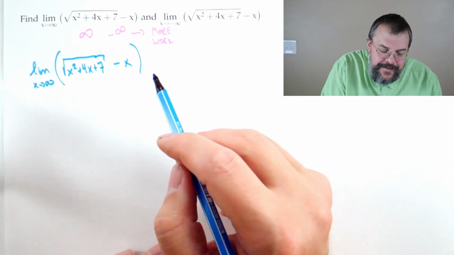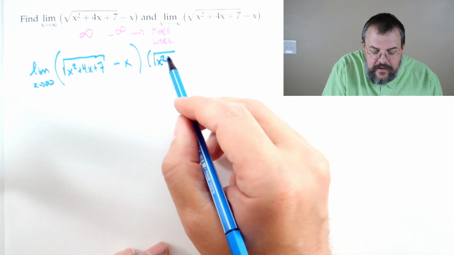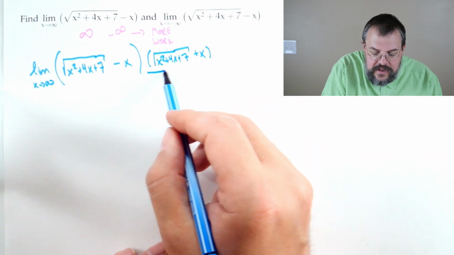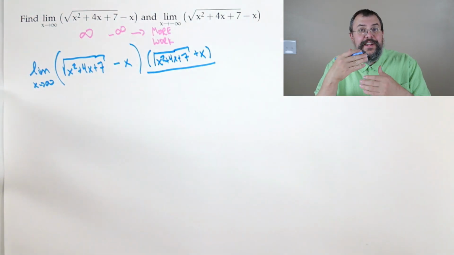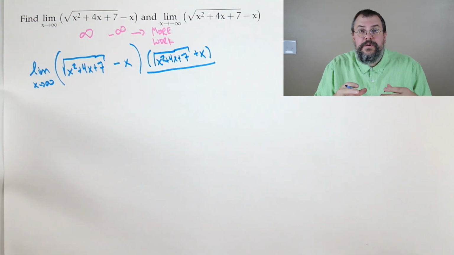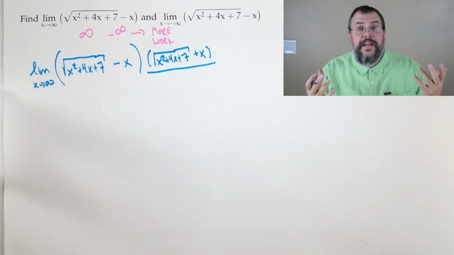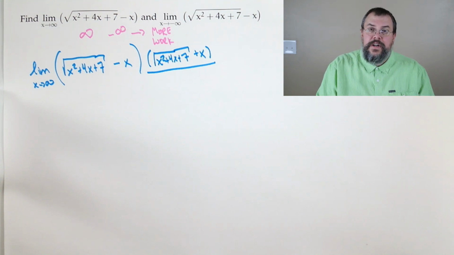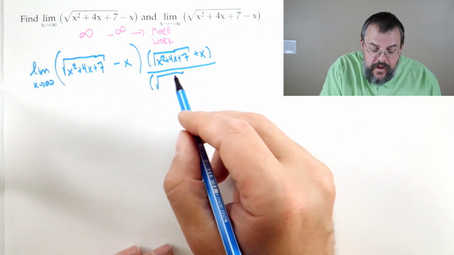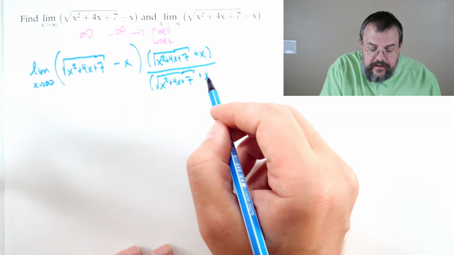What a great day. All right, so upstairs, square root of x squared plus 4x plus 7 plus x, and downstairs, because remember, we always have to end up with not changing the result. We're not changing our expression. We're just finding a different way to write it. It's the same, or if you like, it's an equivalent form. It's just written in a hopefully more convenient way. Square root of x squared plus 4x plus 7 plus x.